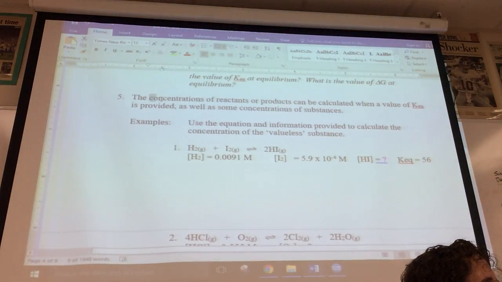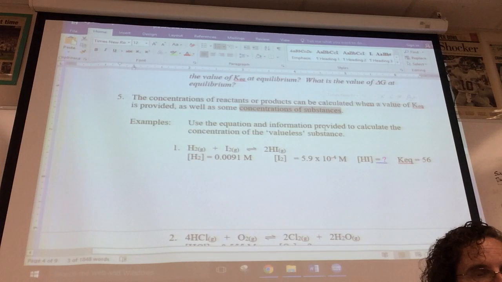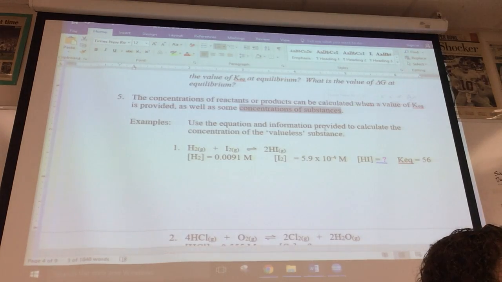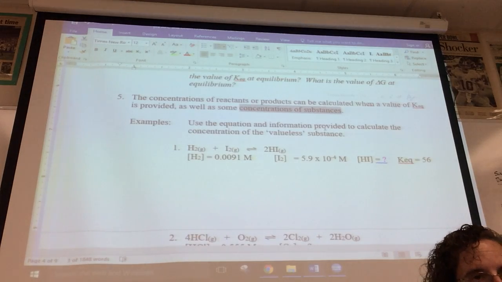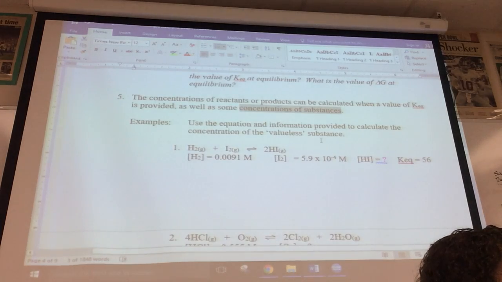The last piece of the puzzle is to calculate the concentration of a reactant or a product when KEQ is given, as well as the concentrations of all the other substances. So here we're going to be solving for the concentration of one substance. This just requires being meticulous, plugging things in properly, using your calculator properly, and you'll be highly successful.